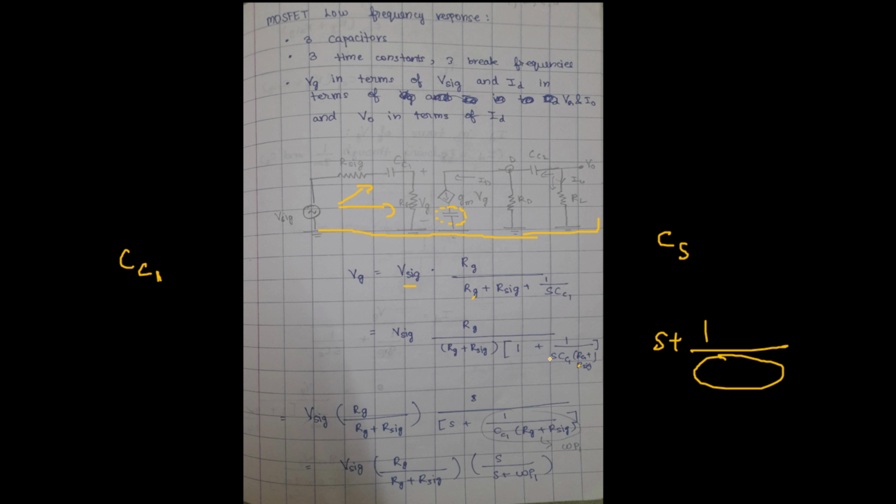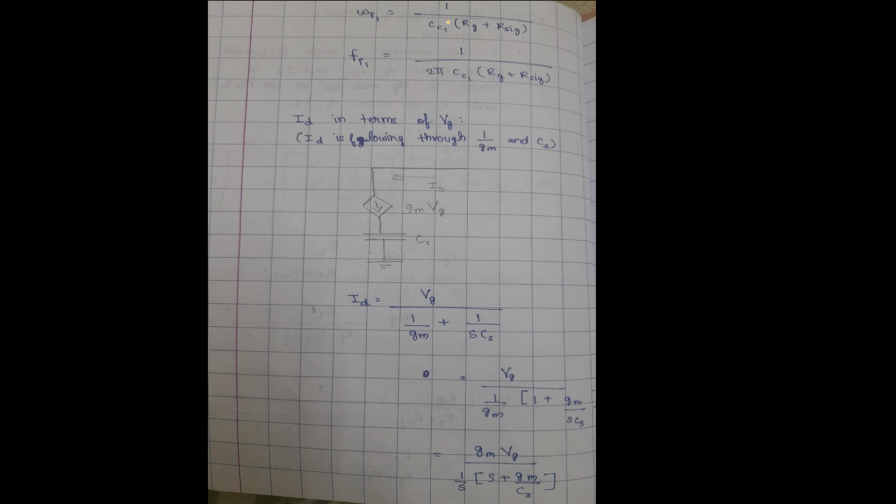Now again we take S outside, and it goes to the numerator. So we have S divided by S plus 1 by CC1 into Rg plus R signal, right? From this, this part is what we call omega P1. So we know omega P1 is 1 by CC1 into Rg plus R signal. So FP1 will be 1 by 2 pi into CC1 into Rg plus R signal.